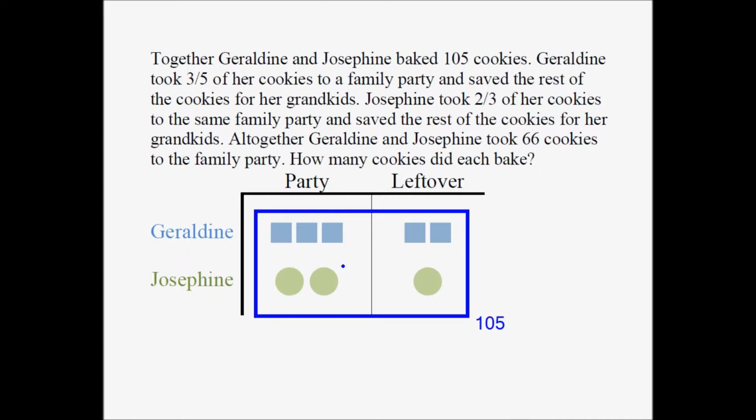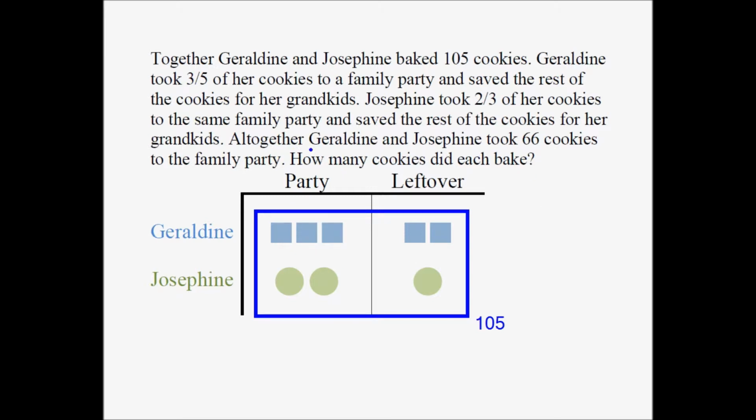I did use different symbols for Geraldine's cookies and Josephine's cookies because we don't have a relationship between the cookies that each made. So that's why I used circles to represent Josephine's cookies, and she took 2/3. By the way, each circle doesn't mean one cookie. This simply means 2/3 of the cookies were taken to the party, and this simply means 3/5 of the cookies were taken to the party. So keep some of those basic things straight.